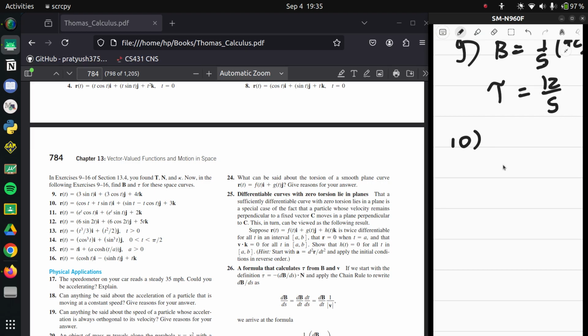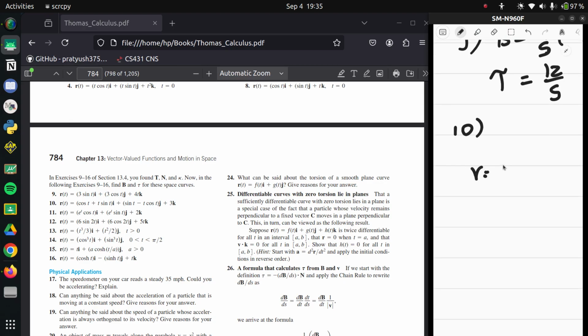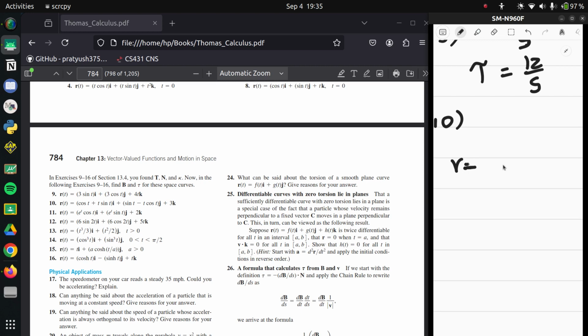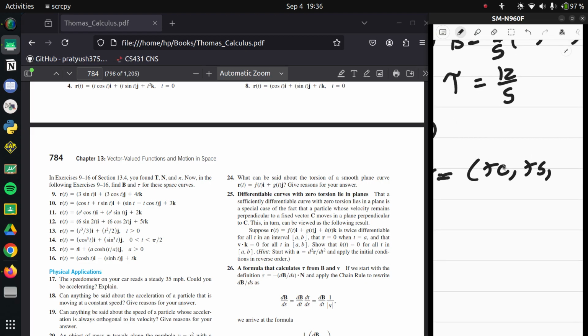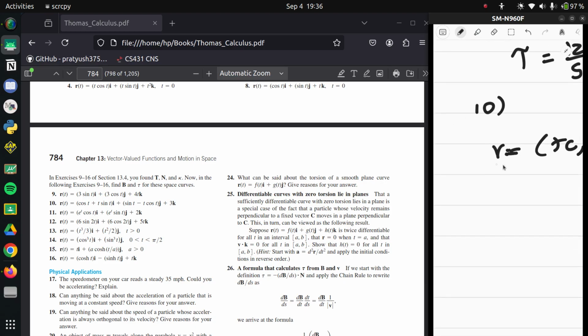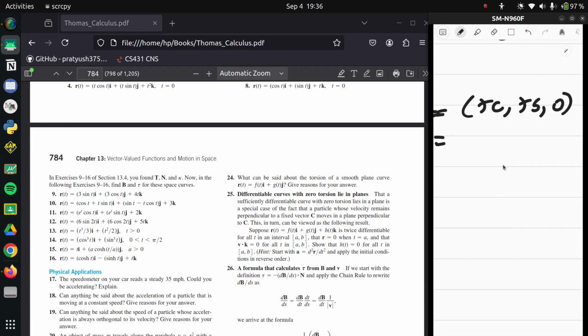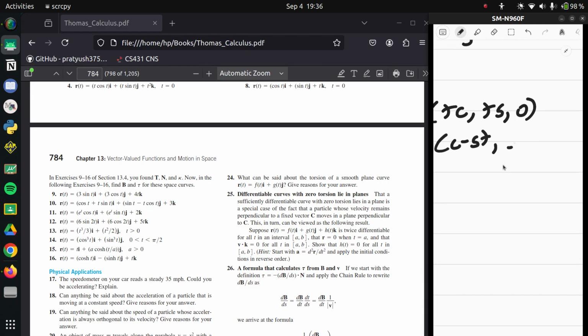10th is r given the same stuff, the vector and all that. So your velocity, this is just a repetition of the previous one, isn't it? Your derivative is just the negative sign that cancels, and then taking a derivative of this is just t cosine t comma t sine t comma 0, right? Your acceleration is the derivative of that, so it's cosine minus sine t comma sine plus cosine t plus 0.